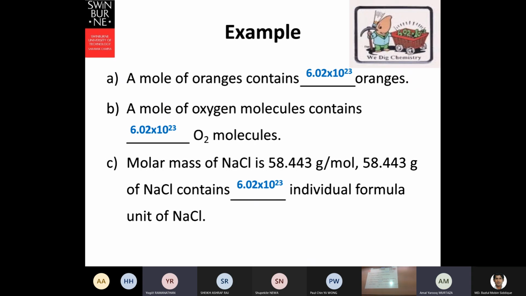So 1 mole of things will always have Avogadro's number of particles. 1 mole of electrons will have this many, right? 1 mole of hydrogen gas will have this many hydrogen molecules, but then in hydrogen or oxygen or nitrogen there are 2 atoms, H2, N2, O2, right? So they will have double the number of atoms of 1 mole, right?